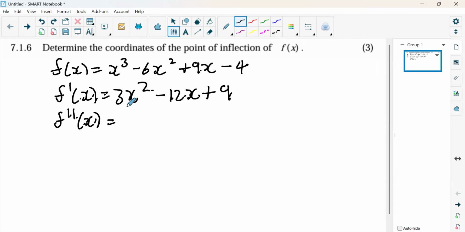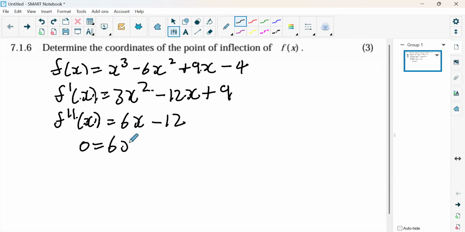2 multiplied by 3 is 6x. Then 1 multiplied by minus 12 is minus 12. The 9 was a constant. Now, for us to get the point of inflection, we make the second derivative, not the first derivative, equal to 0.